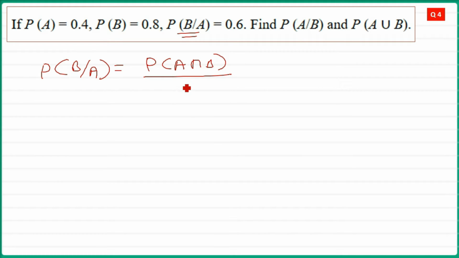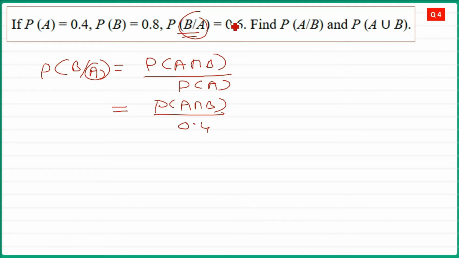So P(B|A) is P(A∩B) divided by whichever has already happened, so this A is going to come in the denominator. Now P(A) will come in the denominator. A intersection B, is it given or not? Oh, it's not given. So let's write P(A∩B) like this. P(A) is given. Yes, of course, 0.4 is given. P(B|A) is given. Yes, it's 0.6. So write it here, 0.6. So P(A∩B) equals 0.6 into 0.4, which is 0.24.